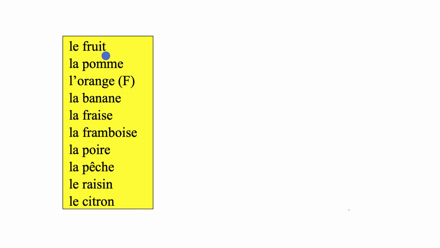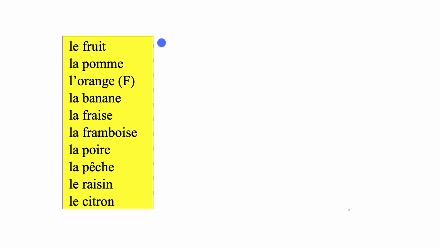Le fruit, of course, means the fruit. Pomme is apple. Orange is orange. Banane is banana. Fraise is strawberry. Framboise is raspberry. Poire is pear. Pêche is peach. Raisin is grape. And citron is lemon.